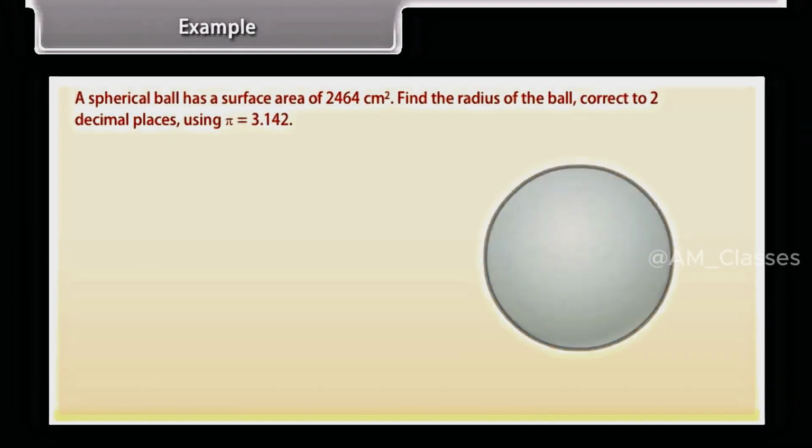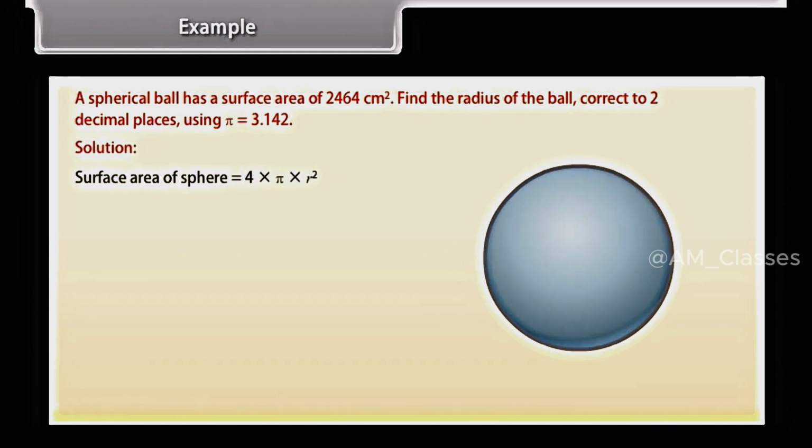Example. A spherical ball has a surface area of 2464 centimeters square. Find the radius of the ball, correct to two decimal places using pi as 3.142. Solution. We know that surface area of sphere is equal to 4 into pi into r square. In order to find r, we need to isolate it from the equation above. Therefore, r square is equal to surface area upon 4 pi. r square is equal to 2464 upon 4 into pi.